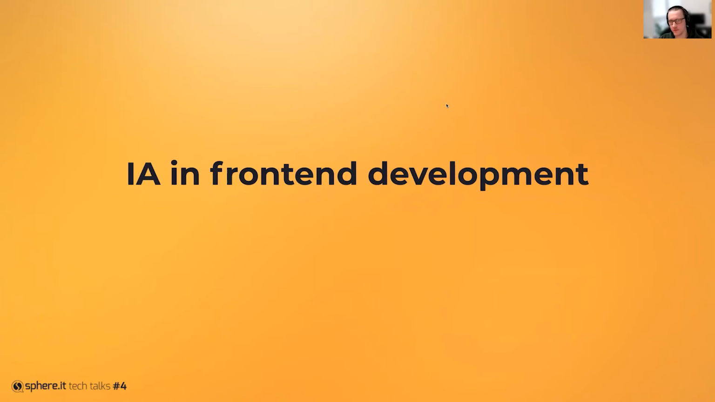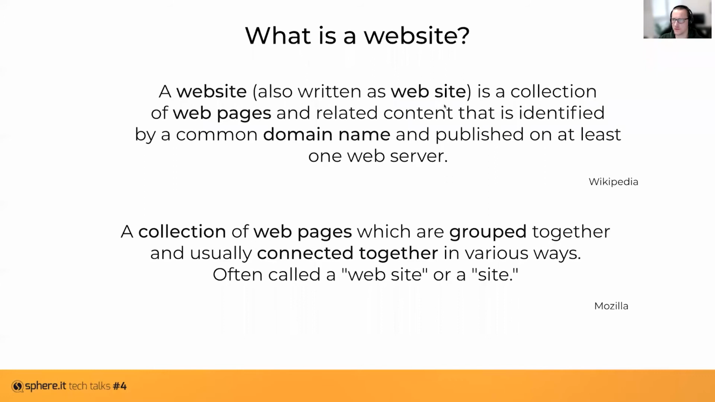Okay, so let's move to IA in front-end development. And we'll start with two definitions of a website. According to Wikipedia, a website is a collection of web pages and related content that is identified by a common domain name and published on at least one web server. And according to Mozilla, a website is a collection of web pages which are grouped together and usually connected together in various ways, often called a website or a site. As you can see, both definitions are really similar to each other.